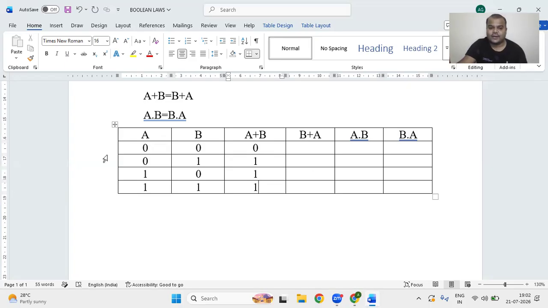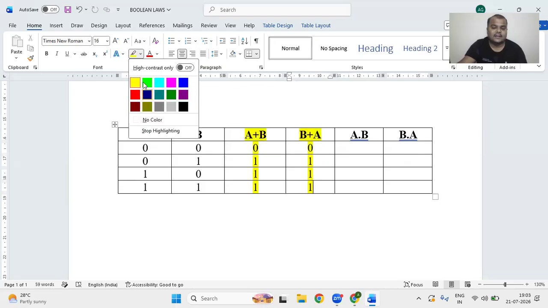You know already. This is the heading. I can make it bold. And B plus A. 0 plus 0, 0 plus 1, 1 plus 0. We'll get the same answer, right? Again, 0, 1, 1, and 1. Both are same. These two are same. I can make one coloring, a different color.